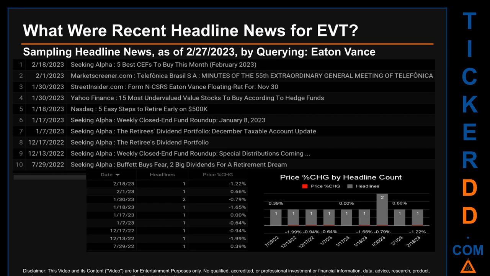Tuesday, December 13, 2022 was the day with the highest percentage change in price when we compare opening versus closing price for the ticker. The day saw a drop of -1.99% when EVT opened trading at 24.59 and closed at $24.10. There was one found headline when Seeking Alpha published the headline that read, Weekly Closed-End Fund Roundup, Special Distributions Coming.